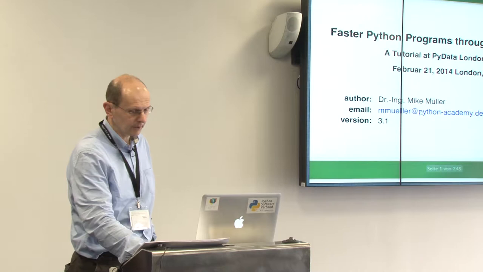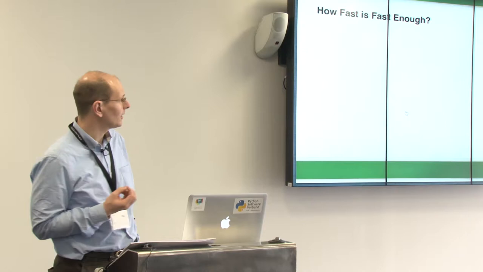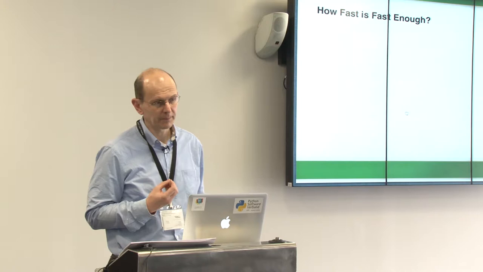Let's start quickly. That's pretty much what's in the handout. The first question, if you talk about making things faster: do you actually need to make it faster? That sounds like a bit of a stupid question, but this is really a question you should ask yourself: how fast is fast enough? This is something you really need to take into consideration. What do I need? Do I need to make my program faster or not? And what does it mean to make it faster?